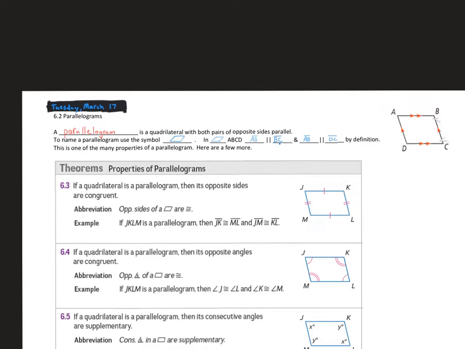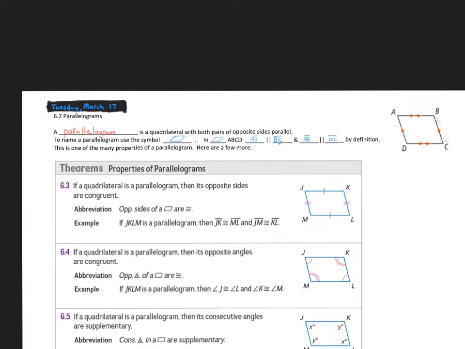This section is 6.2. We're going to be talking about parallelograms. So first off, I'm going to start with the definition of a parallelogram and get my laser pointer here. A parallelogram is a quadrilateral with both pairs of opposite sides parallel.